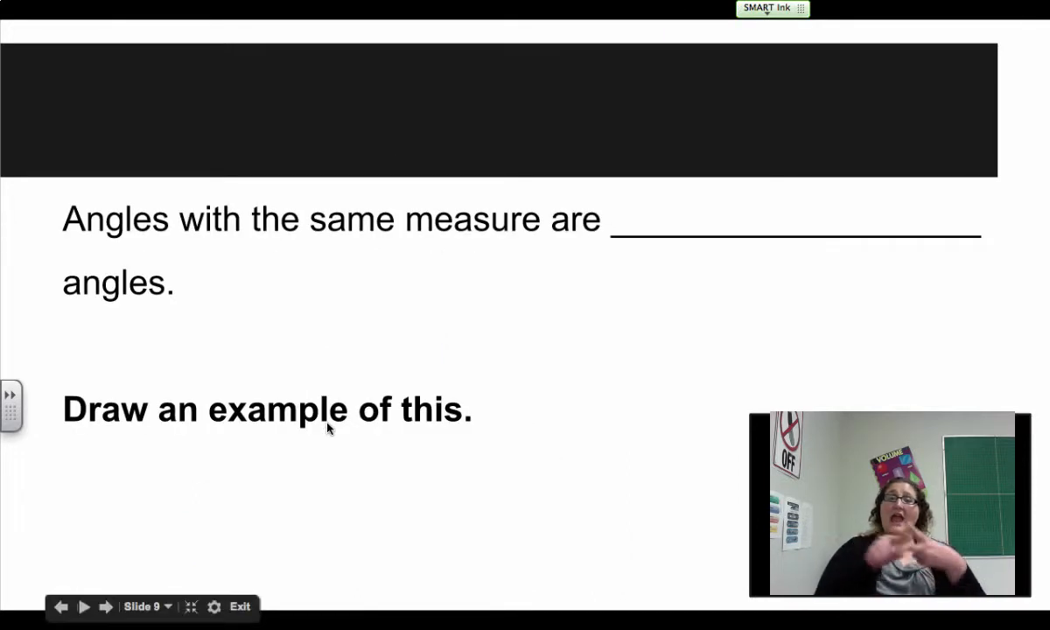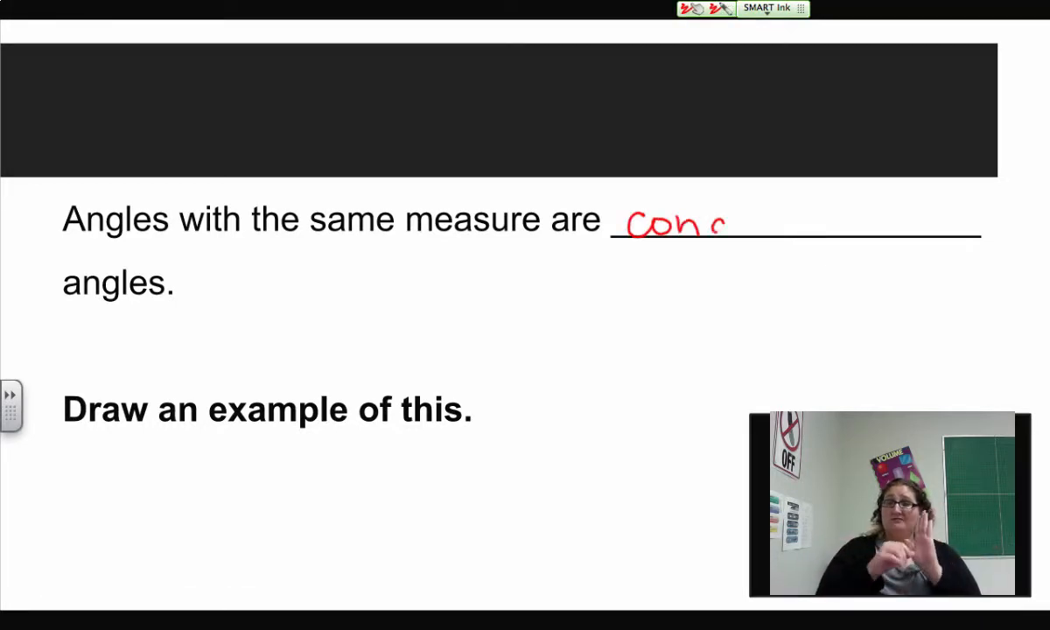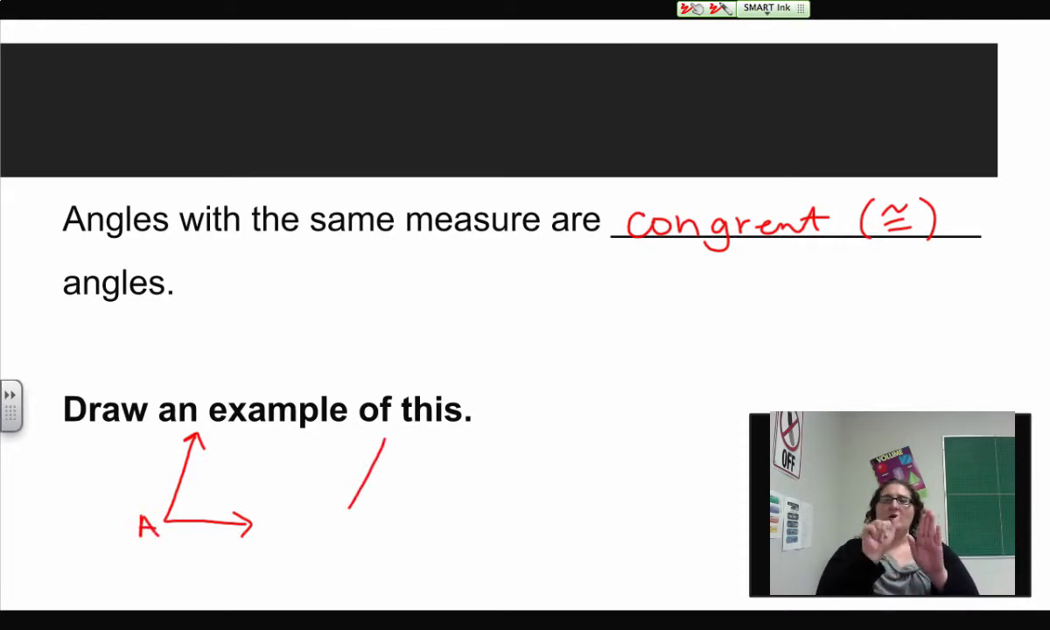Angles with the same measure are congruent angles. And you'll see the symbol for congruent. Now, it says draw an example of this. To indicate that they're congruent, I don't expect you to be perfect when drawing your angles. We'll call this angle A. We'll call this angle B.